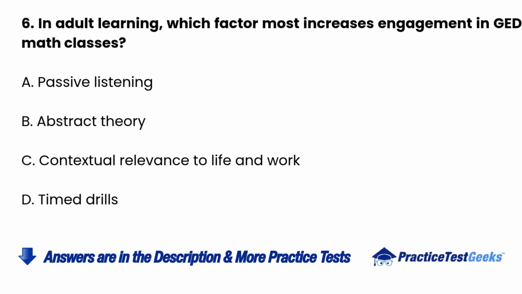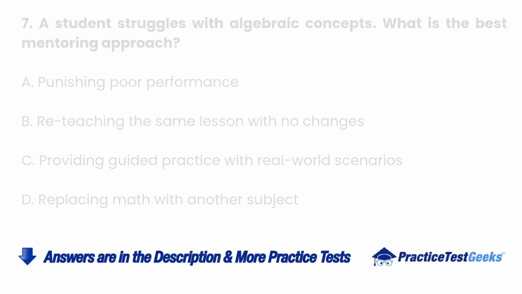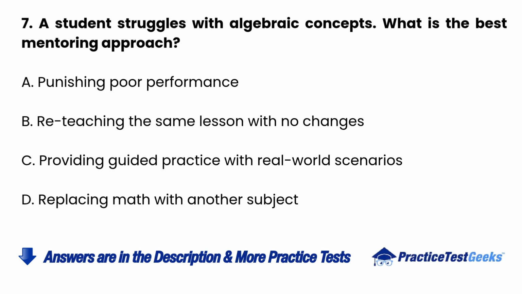6. In adult learning, which factor most increases engagement in GED math classes? A. Passive listening. B. Abstract theory. C. Contextual relevance to life and work. D. Timed drills.